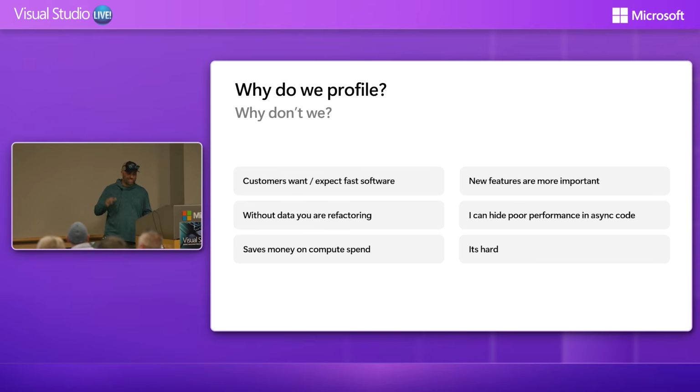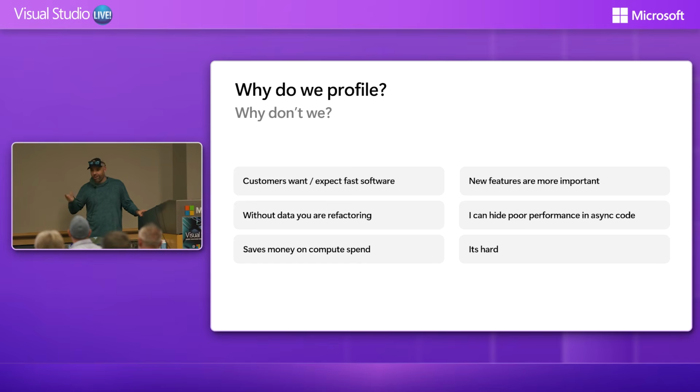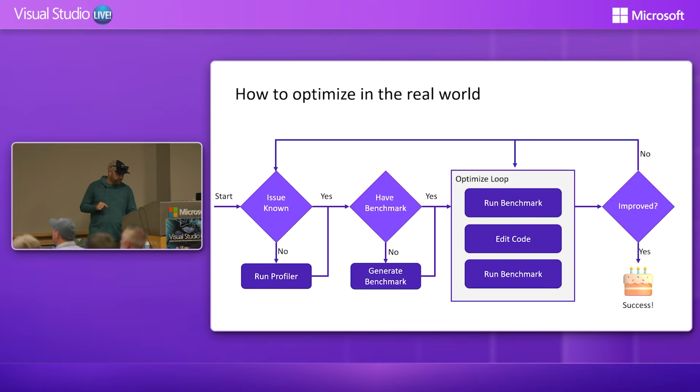Why else do we profile? Because it saves money on compute spend. I know Azure is expensive. I hope you're all using it. I want that stock price to go up. But at the end of the day, I realize we all have budgets. And sometimes just a little bit of profiling can really help you reduce that impact. And then lastly, why don't we profile? Because it's hard. I've been there. I help write the tools and I think it's hard. But I want to show you today that with the profiler and with our new Copilot profiler agent, it doesn't have to be.